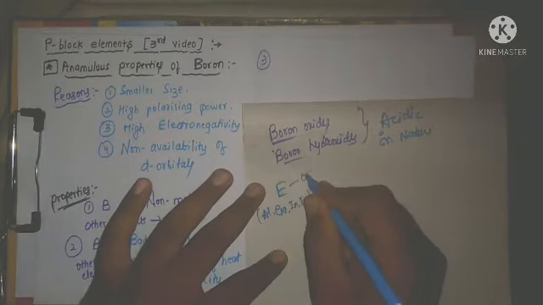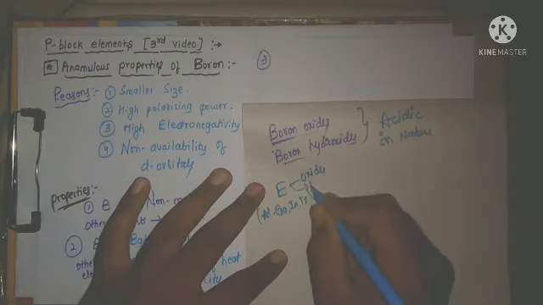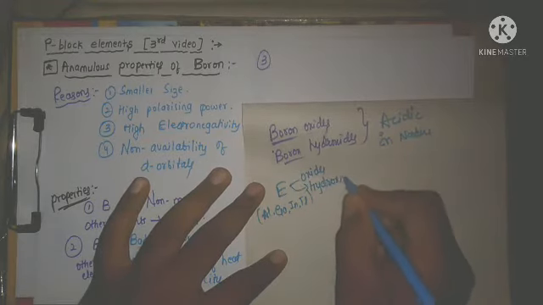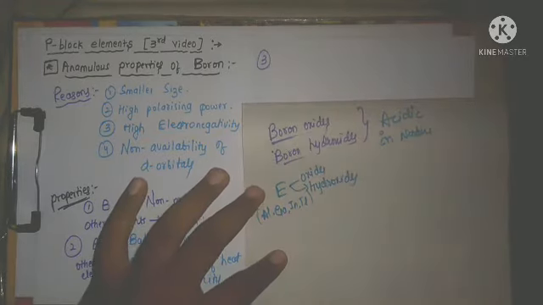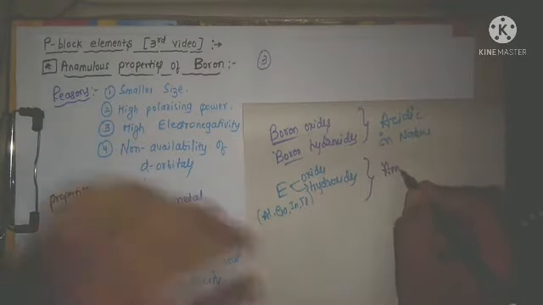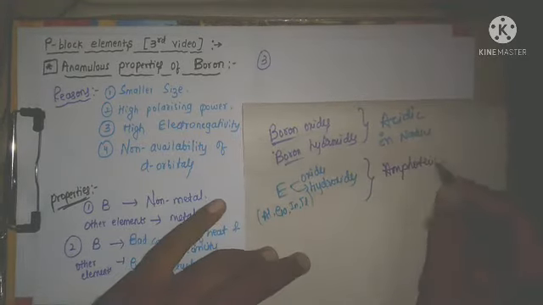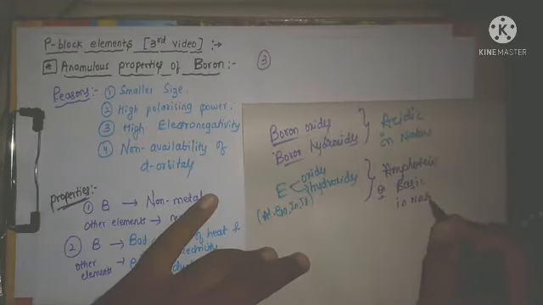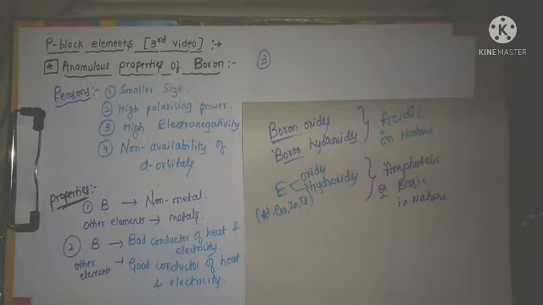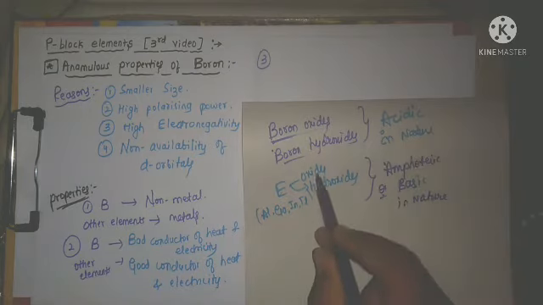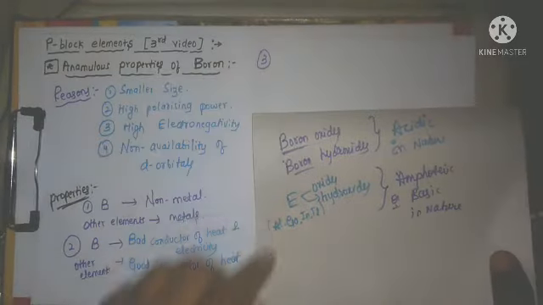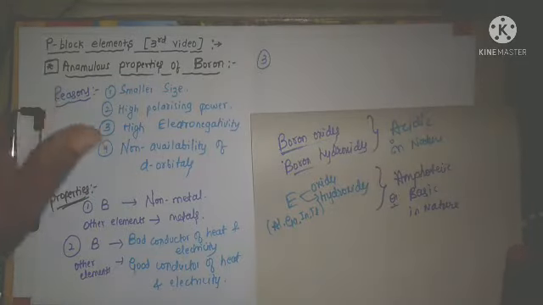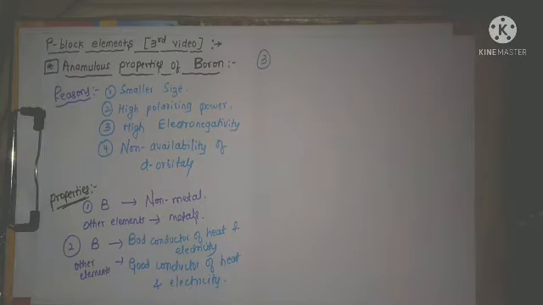if you take their oxides or hydroxides, if you check, these are amphoteric or basic in nature. It is also a different property. Only boron oxides and hydroxides are acidic in nature, whereas other elements' oxides and hydroxides are amphoteric or basic in nature. It is also one of the anomalous properties of boron.